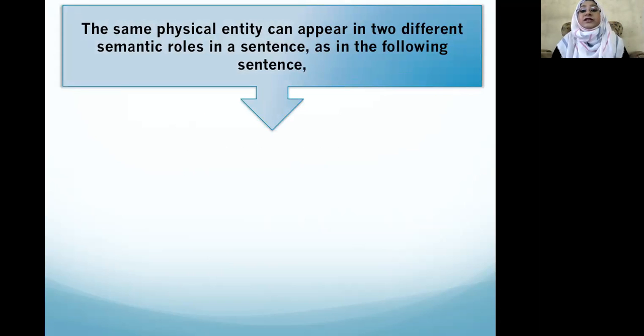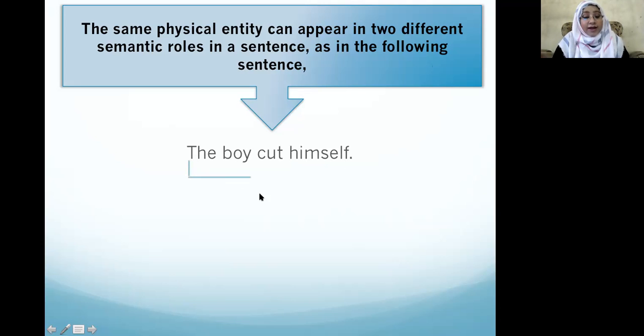The same physical entity can appear in two different semantic roles in a sentence, as in the following sentence. The boy cut himself means one entity can perform two different roles in a sentence. In this sentence, the boy is doing the action, so the boy is the agent, and he cut himself only. So himself is the theme, meaning the boy is the agent and he himself is the theme also. Clear?